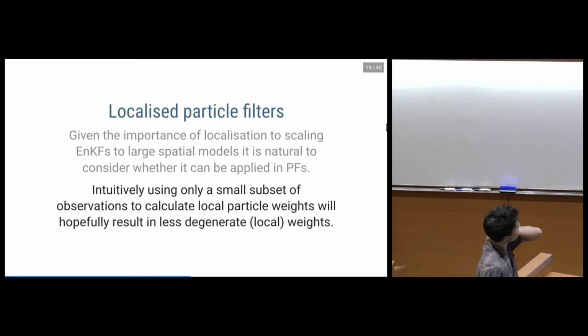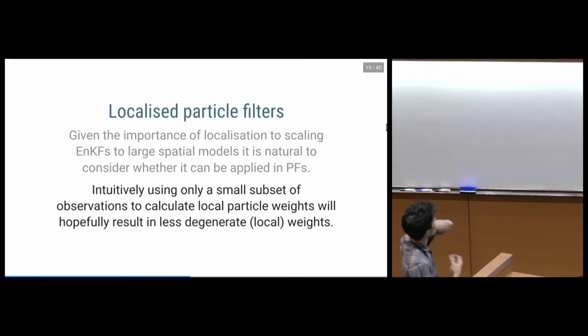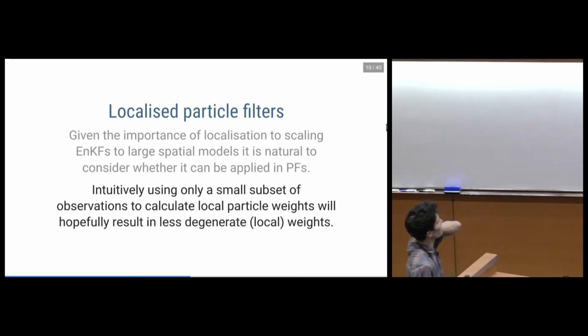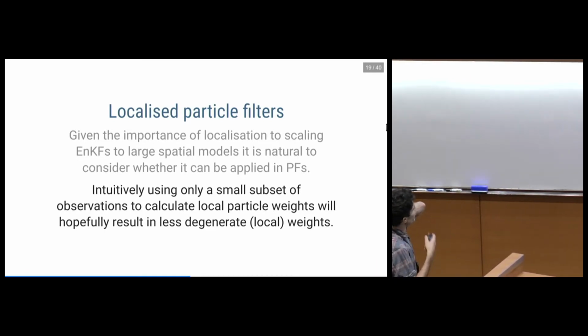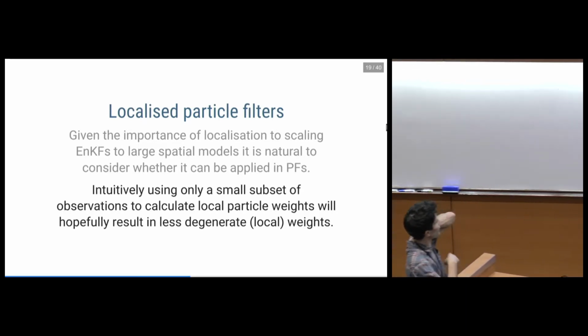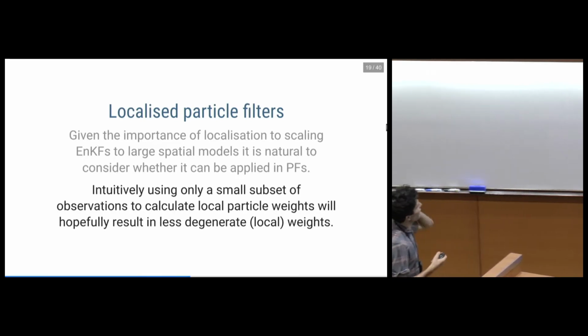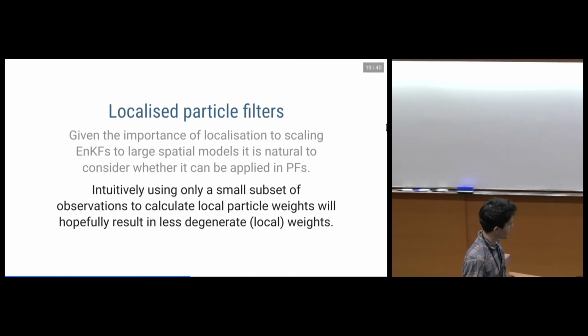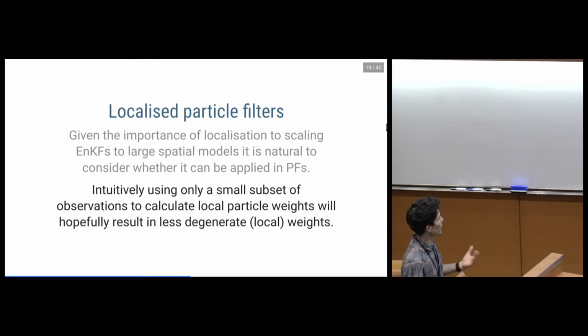So the idea behind this is if we only use a small subset of the observations to calculate local particle weights, so that instead of having just a single weight for each particle, we in some way make these spatially extended, and then at each position calculate weights which depend only on the observations close by in some sense. By reducing the effective local observation dimensionality, we are hoping to move into this regime where we're, again, not getting degenerate weights.